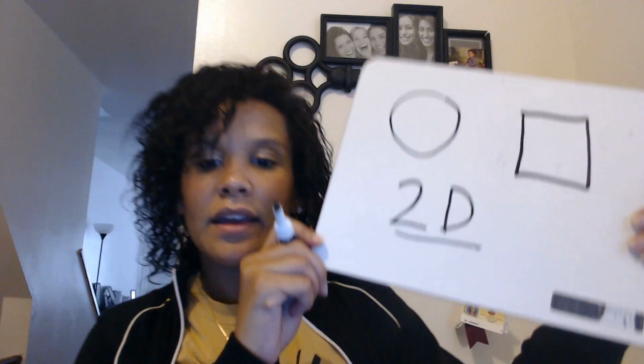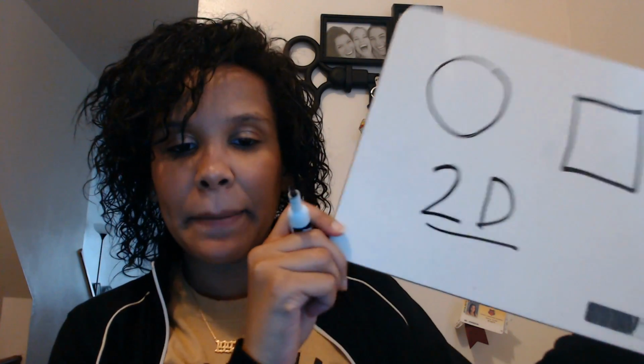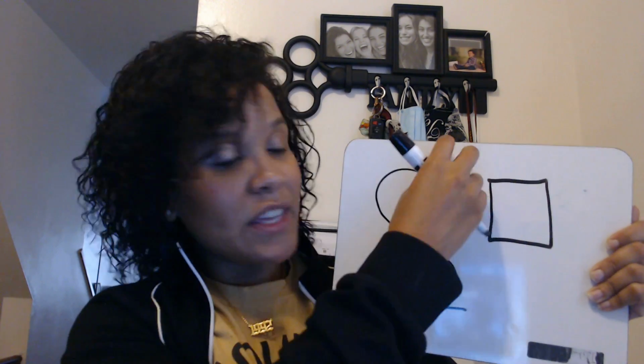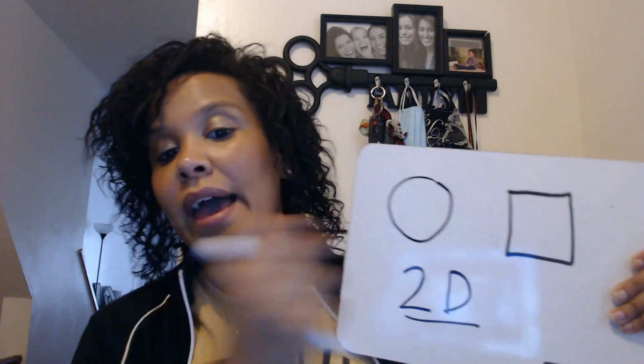Think for a second. If you said 2D, bing, bing, bing, we have a winner. Yes, these are 2-dimensional because they are flat like a pancake and they do not take up space. Go ahead and try to take that square off of the board. I bet you can't. You cannot pull any shape off of a board. You just can't.